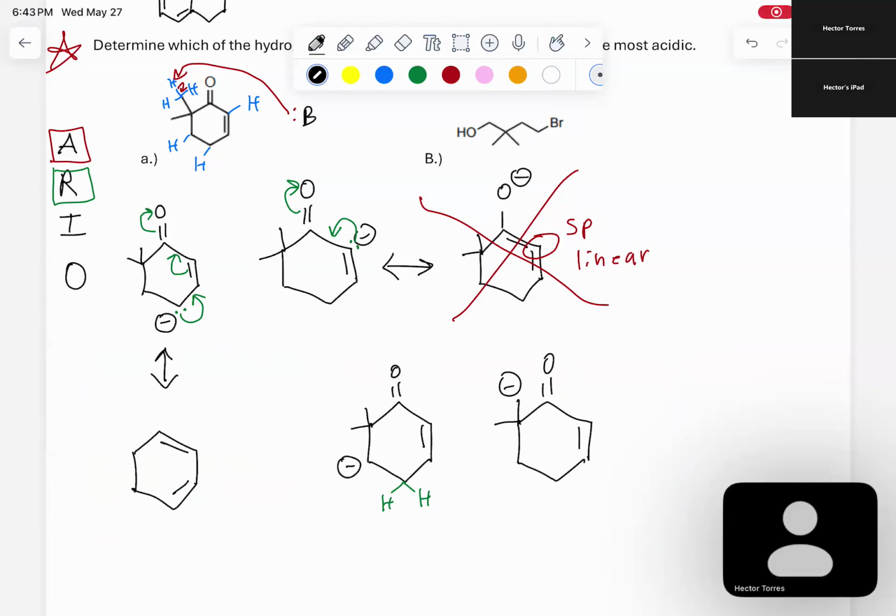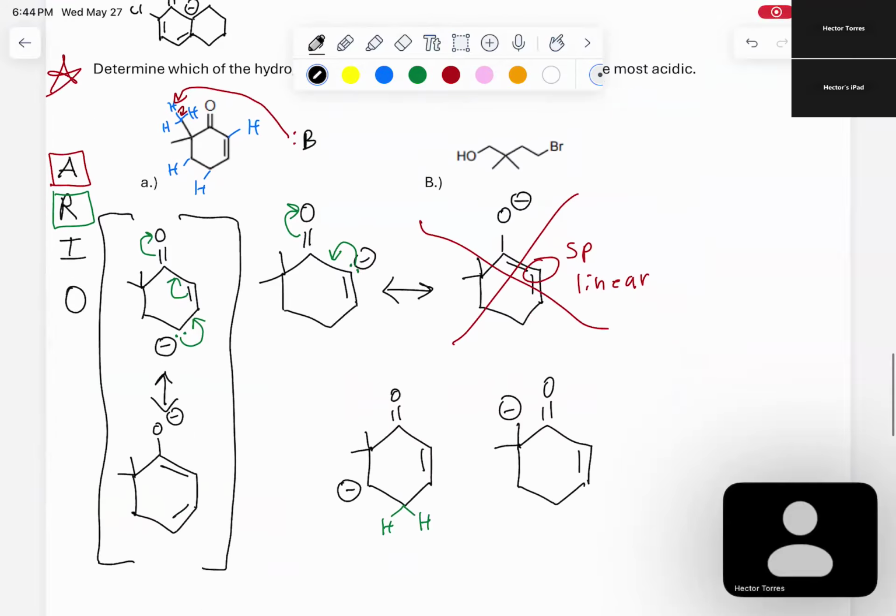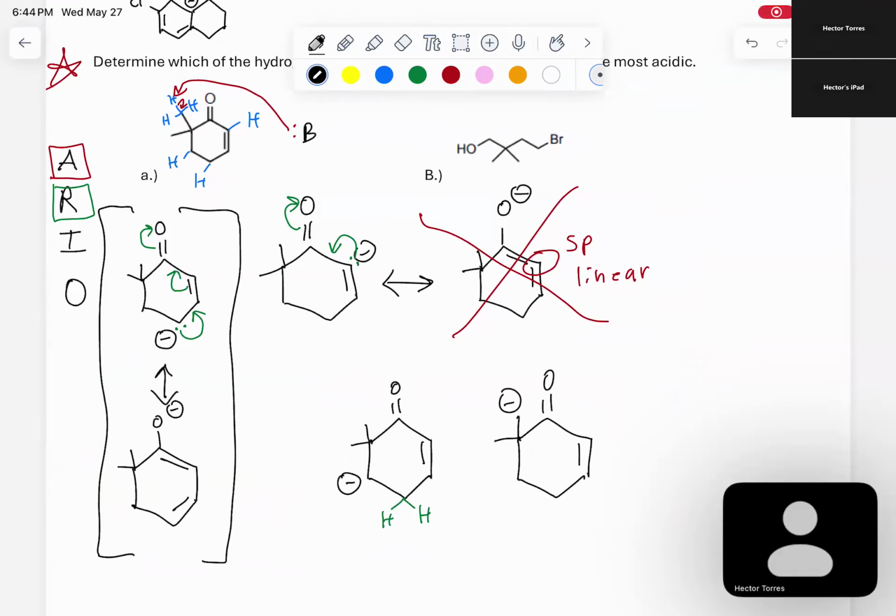It's going to look like this. O negative, and then like this. Just to make sure, I'm going to put these in brackets so we can tell that those go together. So as we can see, one of the hydrogens, if we pull it off, has resonance. So this one is going to be the most acidic hydrogen, which correlates with this one right here. Most acidic.